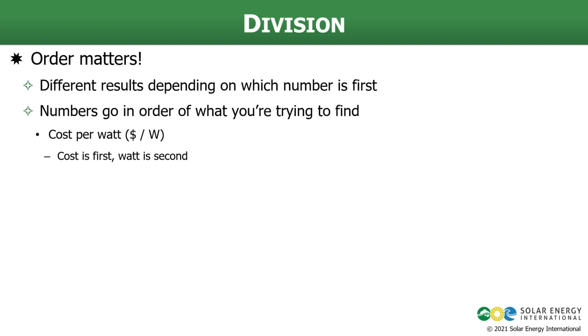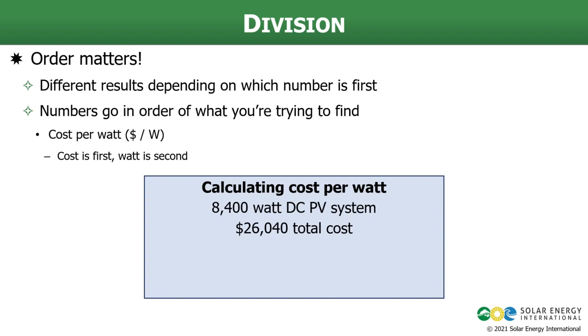So if we're looking for cost per watt, the cost is going to go first and the watt is going to go second. If we do it the other way around, we're going to get a different result. So let's take a look at an example of that. We're going to calculate cost per watt of a system. We have an 8,400 watt DC PV array. It's going to cost $26,040. That's our total cost.